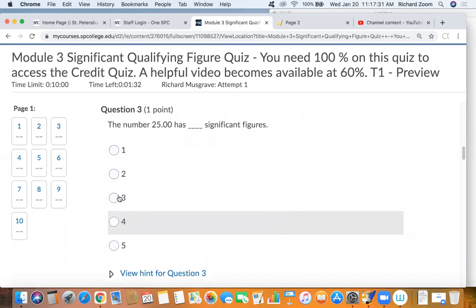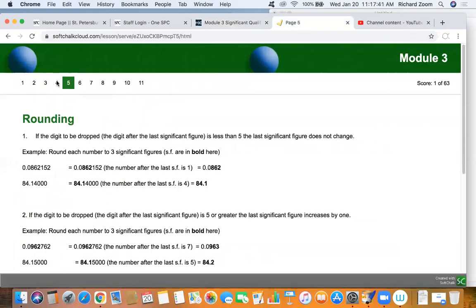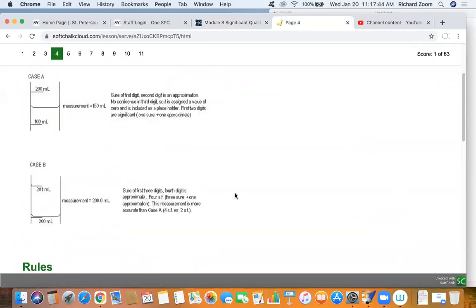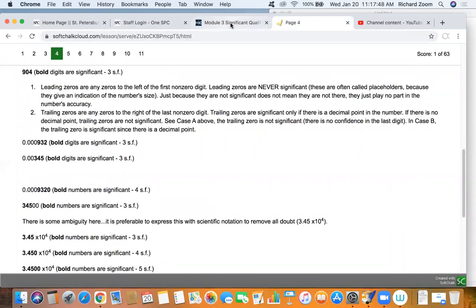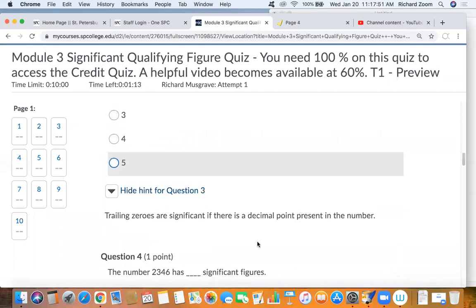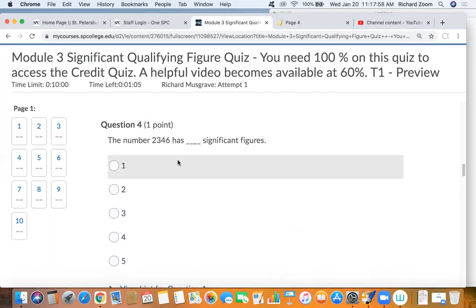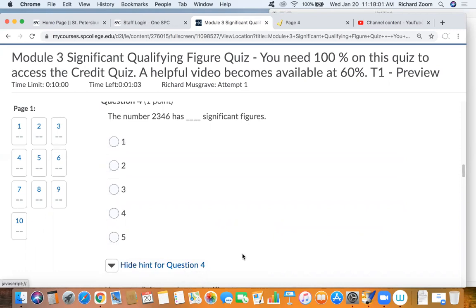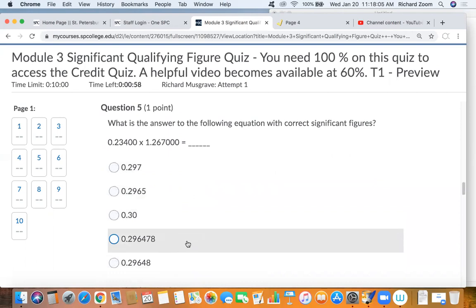So question 3, how many significant figures does this have? Well, we're just using the rules here, and you can go back to the rules for significant figures, which is on page 4 here, which will enable you to determine how to handle those trailing zeros. And again, trailing zeros are significant if there's a decimal point in a number, so that pretty much tells you what you need to do there. Same with this one, 2, 3, 4, 6. Non-zero digits are always significant. See, all the clues are already here.